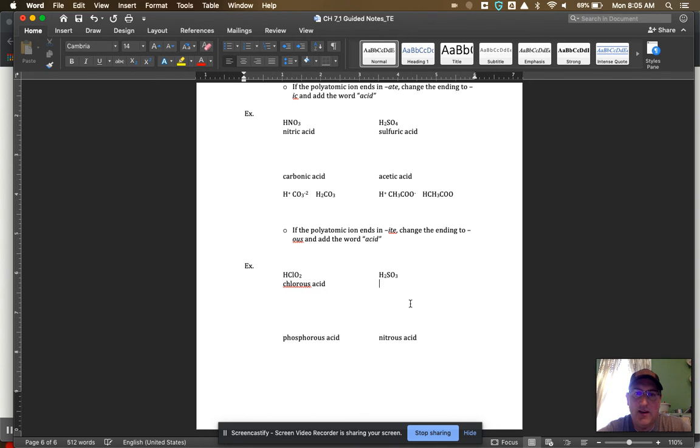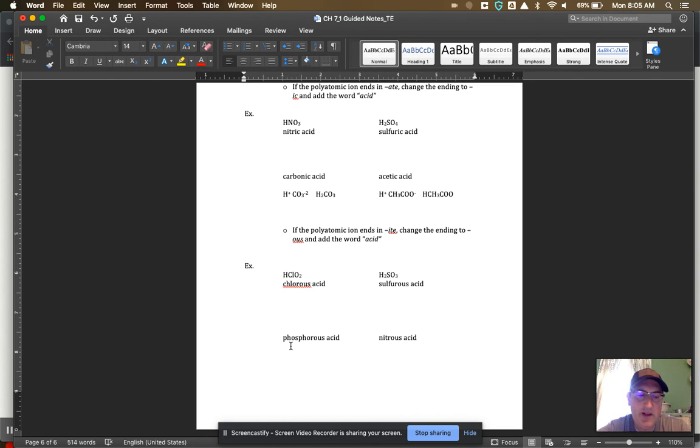Let's move over here. Here's H2SO3, begins with H, so it's an acid. SO3, sulfite. So this is sulfurous. Remember that ur goes back there. That same thing happens with phosphorus. Sulfurous acid for that one, H2SO3.